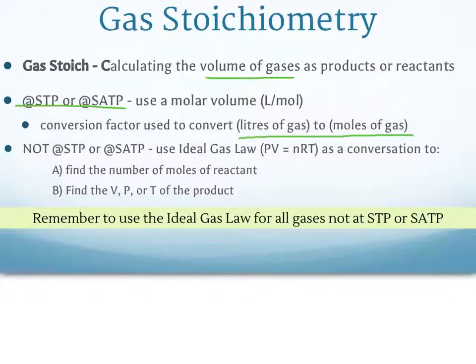And again, that's a conversion factor that is used to convert liters of gas to moles of gas, or vice versa. If your gas is not at SATP or STP, you need to use your ideal gas law, which is PV=nRT, as your conversion factor. You can use that to either find the number of moles or the volume, pressure, or temperature of either the product or the reactant. Again, down here, I've put remember to use the ideal gas law for anything that's a gas not at STP or SATP.